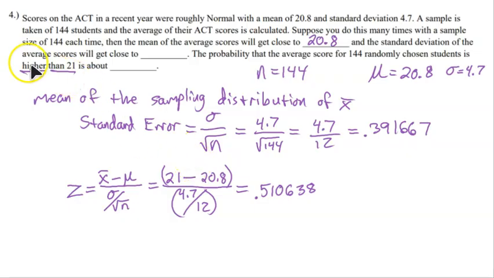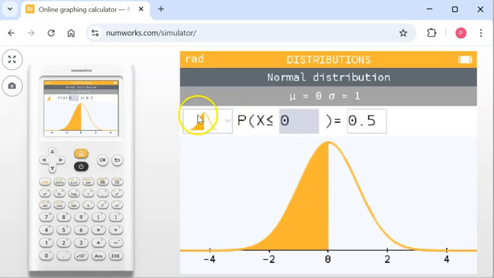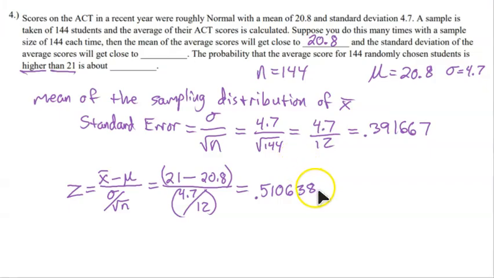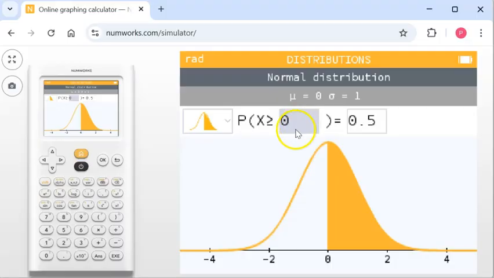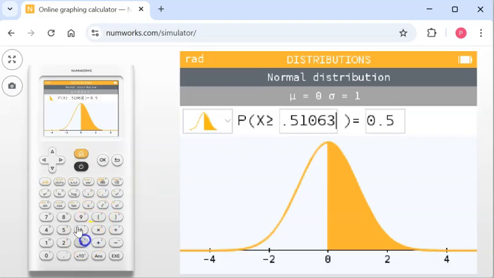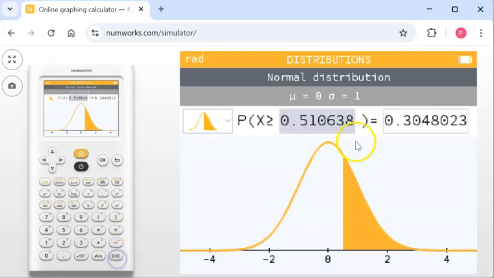Now, this question is asking higher than 21. So we don't want to use this one. Look, this is the less than shading. It's a left tail. We want to make it a right tail. So we're going to arrow over, hit OK, and go down to the right tail. And then hit OK. And then we're going to put our z-score right here. And our z-score is 0.510638. And hit execute, and there it is.